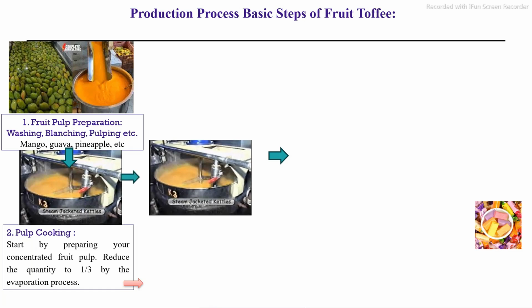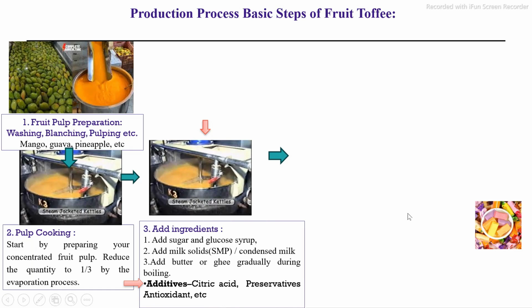In this ingredient addition, first the sugar is added, then the liquid glucose syrup, then the milk solids, and then the butter or ghee.